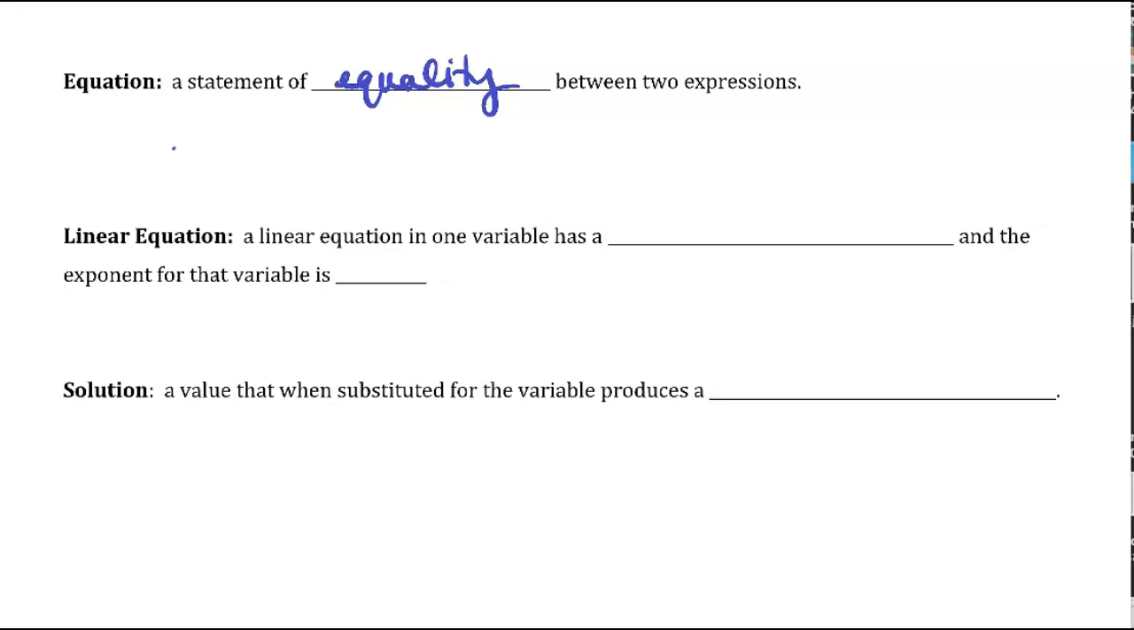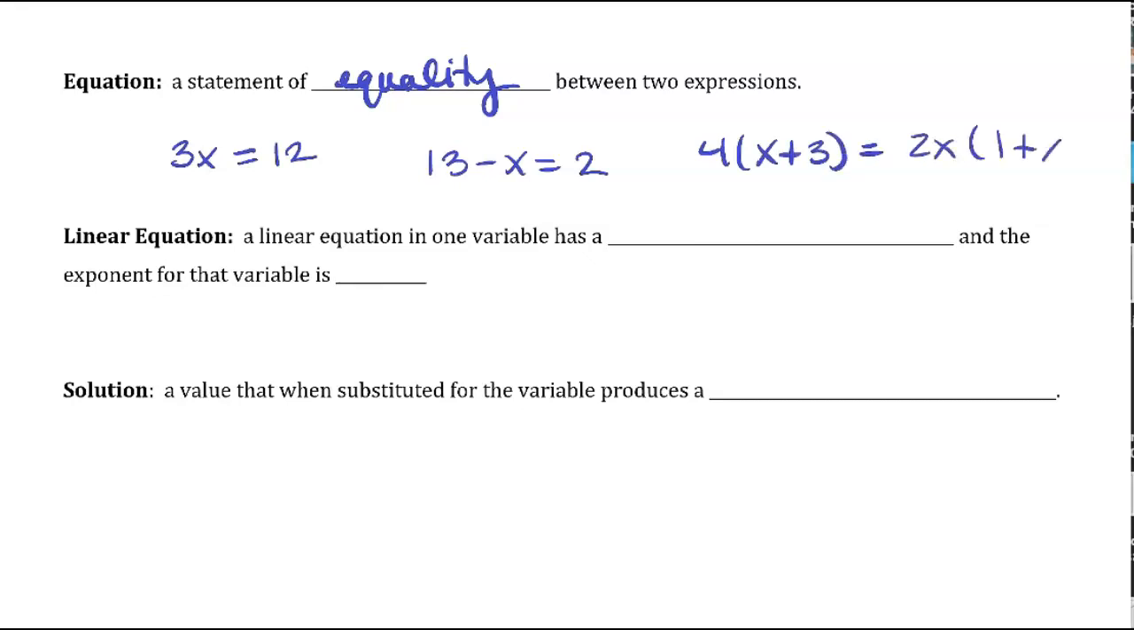For example, we could have the expression 3x and the expression 12. Put an equal sign, now we have an equation. Another example might be 13 minus x equals 2. That would be an equation with two expressions that are equal. Or even 4 times (x plus 3) equals 2x times (1 plus x). All of these are examples of equations. I just have two expressions that are equal to one another.